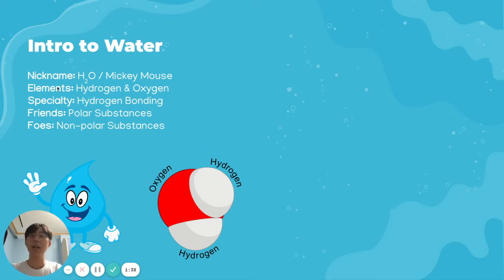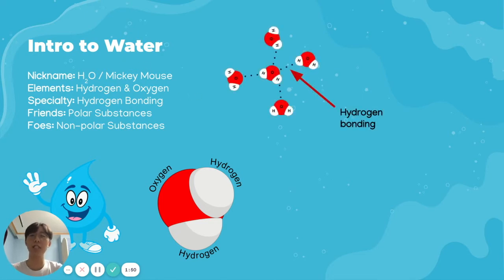Elements of water. Water is made of hydrogen and oxygen. You don't really have to know in detail what these elements are, but just know that water is made of hydrogen and oxygen. Water's specialty is to form hydrogen bonding. Now, again, you don't have to exactly know the details behind hydrogen bonding, but just know that water is really good at making hydrogen bonding. And the hydrogen bonding links water molecules together.